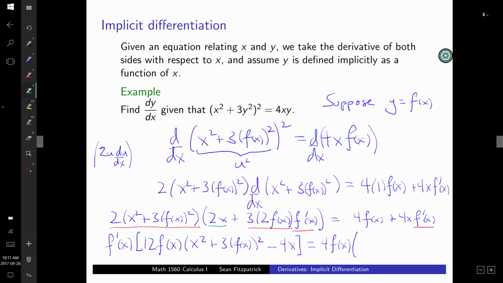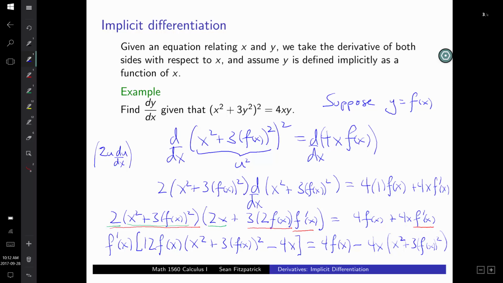If I multiply through the brackets, I have 2x times 2 times this whole thing. So I have 4 f of x times, minus, so I have to subtract off 4x, that's 2x times this 2, right? So the 4x is this times that. That's my 4x times this term here. So I have x squared plus 3 f of x squared.